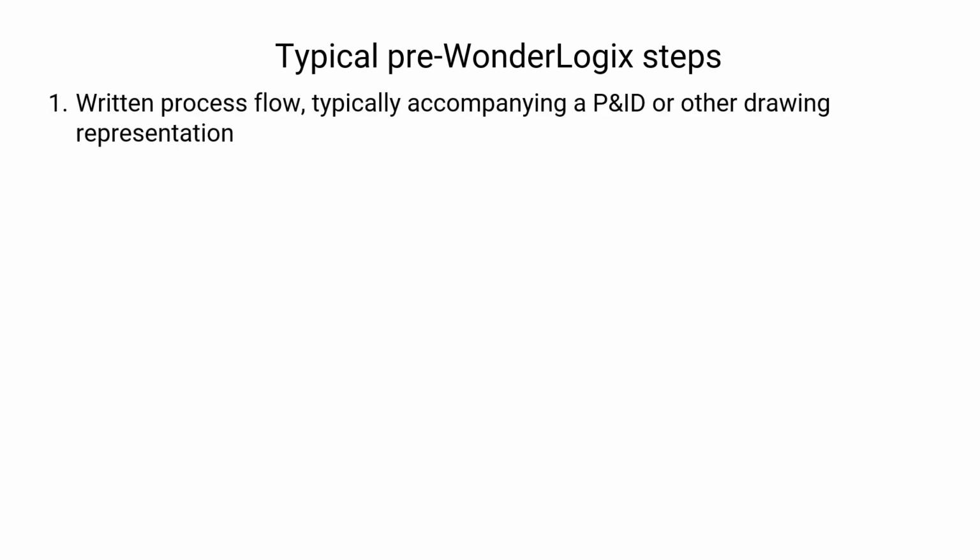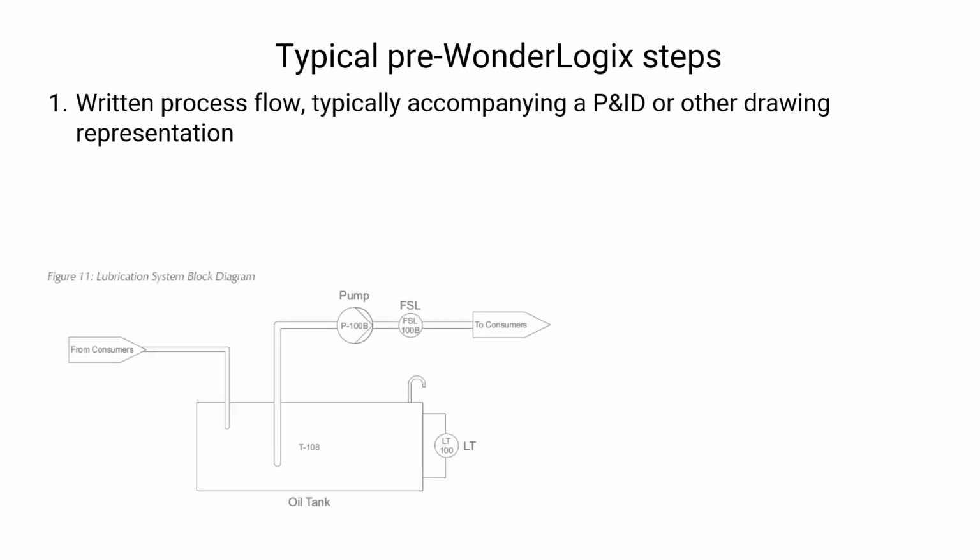First, you'll have already created a written process flow. Typically, this will accompany a PNID or other drawing, such as this drawing of a lubrication system.